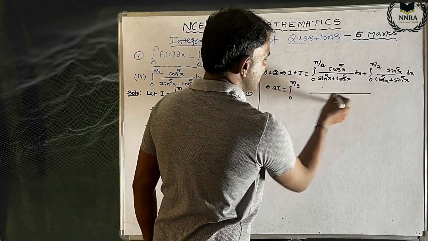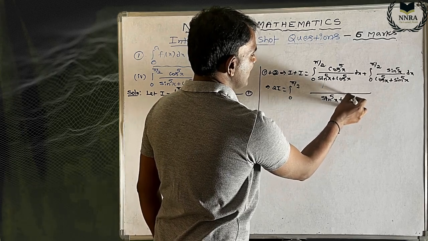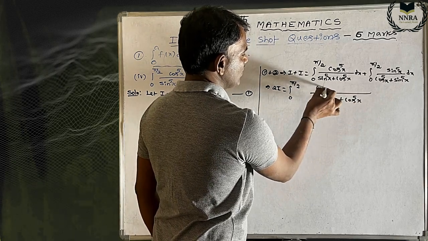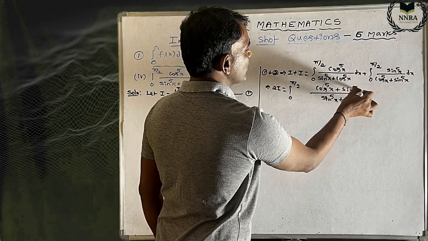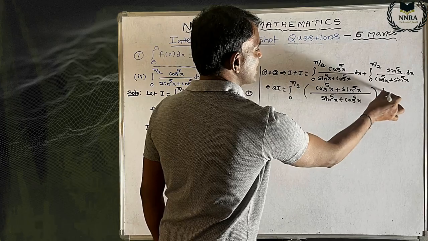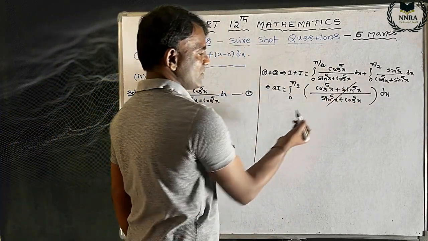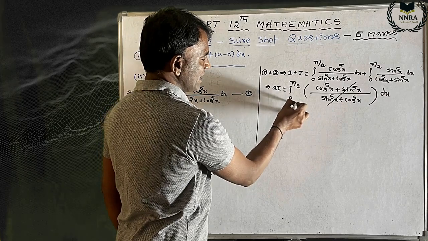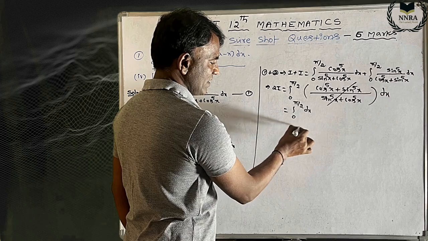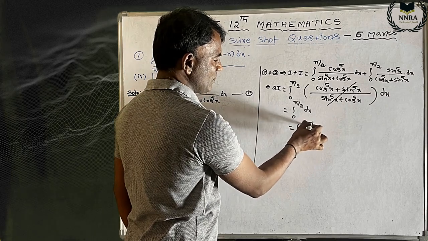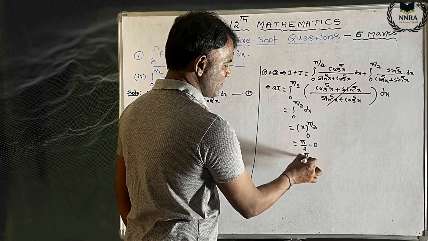Now the LCM is sin^5 x plus cos^5 x, right? And the numerator, the first term cos^5 x, the second term sin^5 x, then dx. Both are the same, like a plus b equal to b plus a. Now cancel these two. Then what's the remaining? Integral 0 to pi by 2 dx. But what is the integral of dx? That is x. Limits are 0 to pi by 2. So pi by 2 minus 0, that can be written as pi by 2.